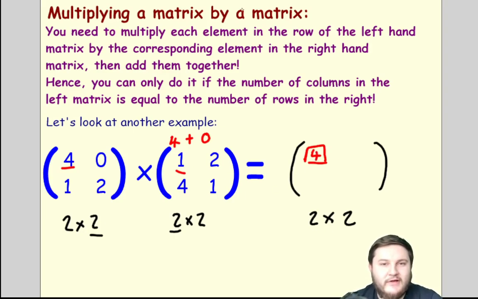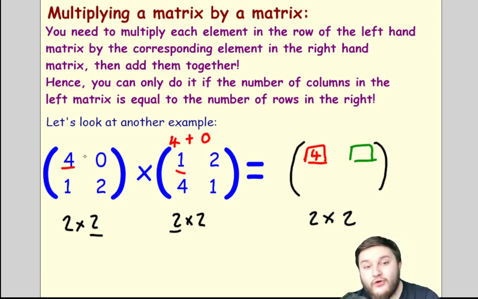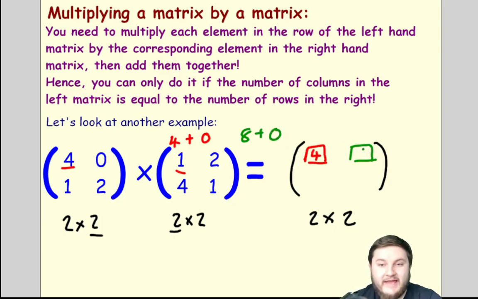Okay, then I need to work out this one here. To work out this one, you start on this number for this one, but you still start on this row. So 4 times 2 is 8, and then you go across on this left one and down on this one. So 4 times 2 is 8, plus 0 times 1, which is 0. So you get 8 for this top right one.